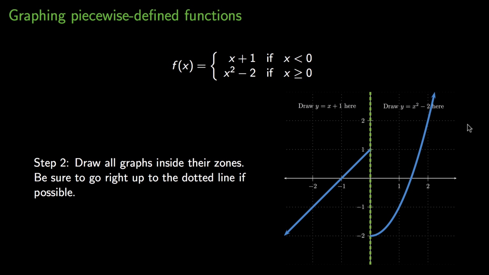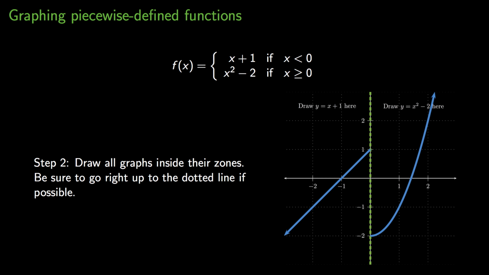So it is true that this, y equals x squared minus 2, that is a parabola that is shifted down 2 units. But because we're working with piecewise functions, I'm only going to draw half of that shape. And it's the same with this diagonal line. I'm only going to draw half of this diagonal line.